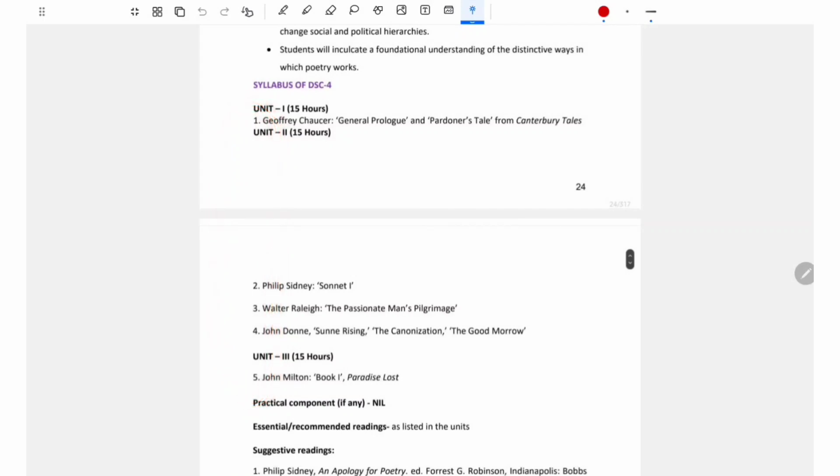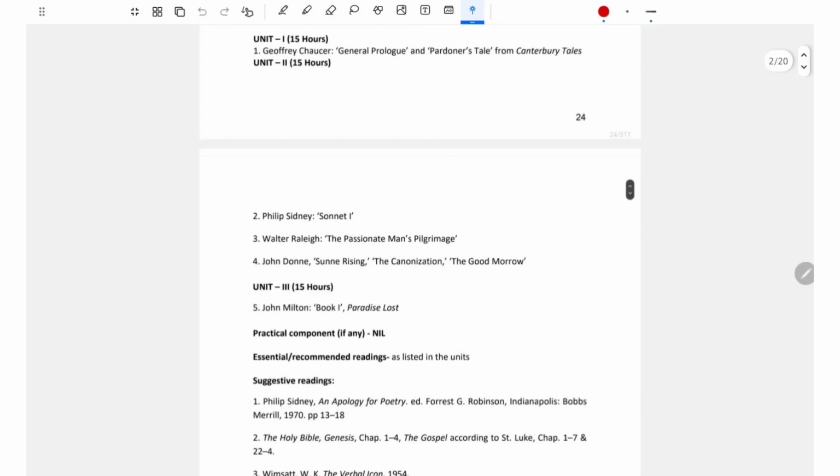So in the first unit, we have Geoffrey Chaucer's Canterbury Tales. Canterbury Tales is a very huge poem, but in your syllabus there are only 2 parts, and that is the general prologue and Pardoner's Tale. Then in the second unit, we have some very short poems from different authors. So the first poem is Philip Sidney's Sonnet 1. Then there is Walter Raleigh's The Passionate Man's Pilgrimage.